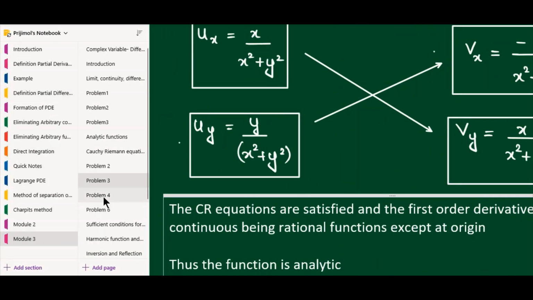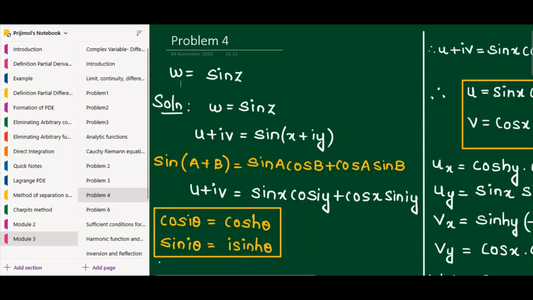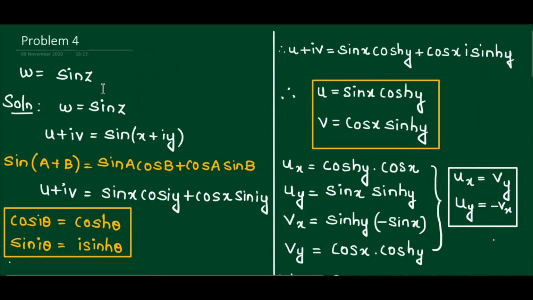Now let us discuss the next question. Check the analyticity of this function w equal to sin z. Here also you have to find out u and v by replacing z as x plus iy and replacing w, which is nothing but f of z, as u plus iv. After replacing, make use of this identity and simplify further.